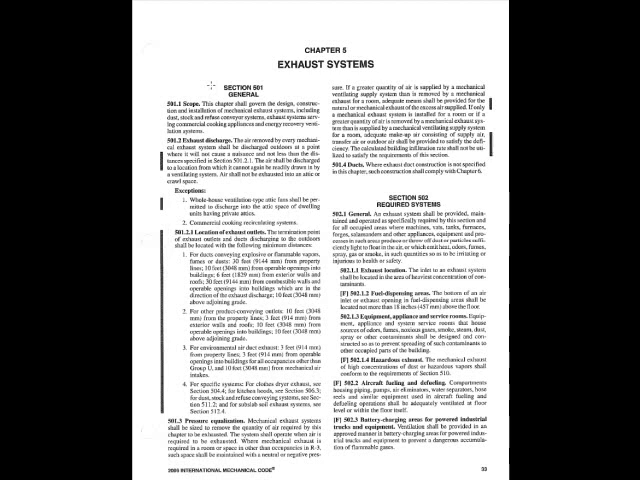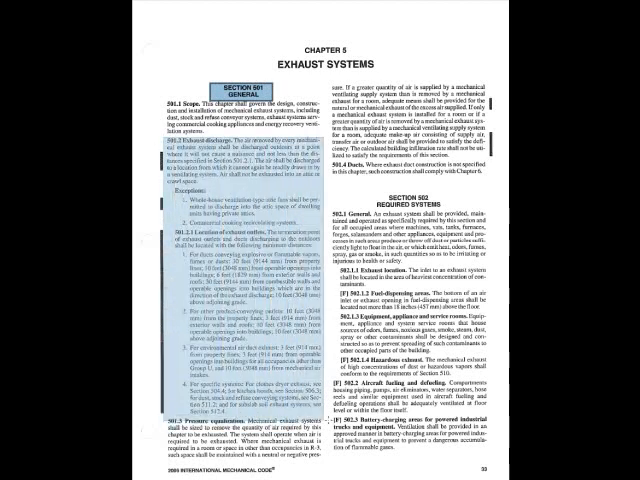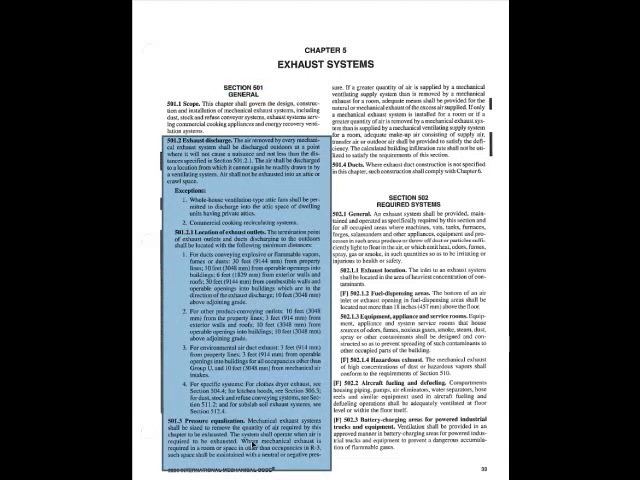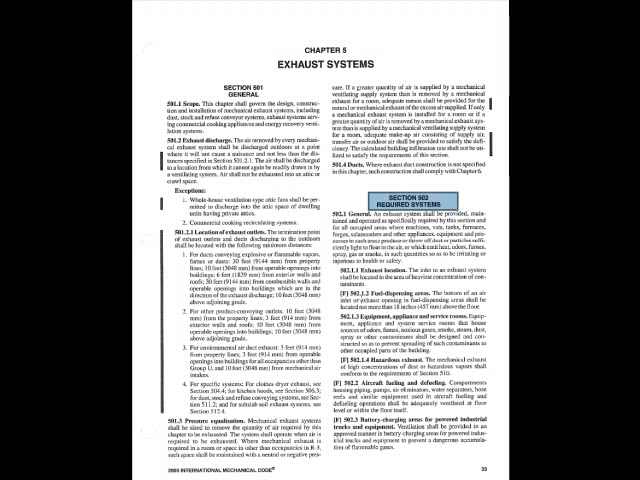So, starting with section 501, which once again, as with any other code, is a general code. It talks about discharge exhaust, it talks about location of exhaust, and it talks about pressure equalization, because it can actually pull a building into what we call a negative pressure, which could cause all sorts of problems with combustion systems. Section 502 talks about the required exhaust systems.